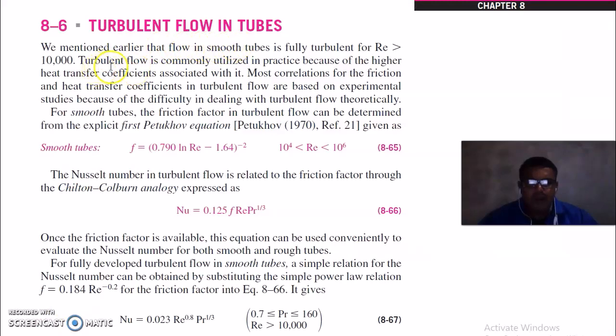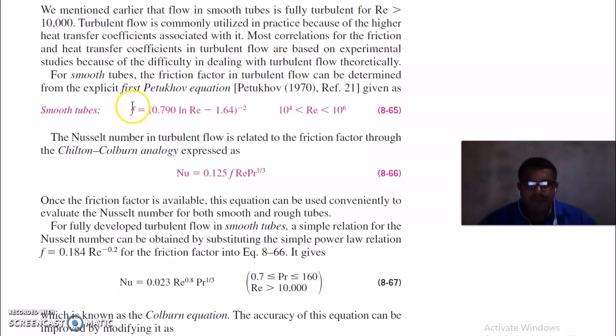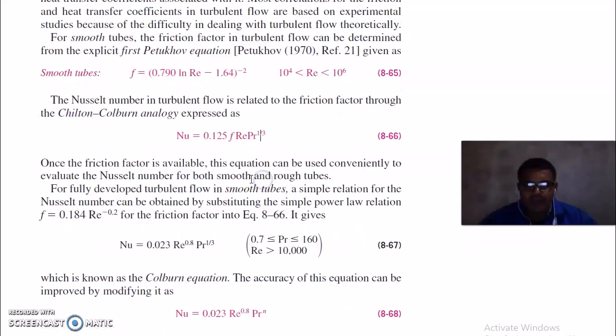Turbulent flow in pipes. We mentioned earlier that flow in smooth tubes is fully turbulent for Reynolds number greater than 10,000. Turbulent flow is commonly utilized in practice because of the higher heat transfer coefficient associated with it. Most correlations for friction and heat transfer coefficient in turbulent flow are based on experimental studies. For smooth tubes, the friction factor is given by this relation, and this is valid for this Reynolds number range. Now if you know the friction factor, from the Chilton-Colburn analogy you can find the Nusselt number, which is this. Once the friction factor is available, this equation can be used conveniently to evaluate the Nusselt number for both smooth and rough pipes.